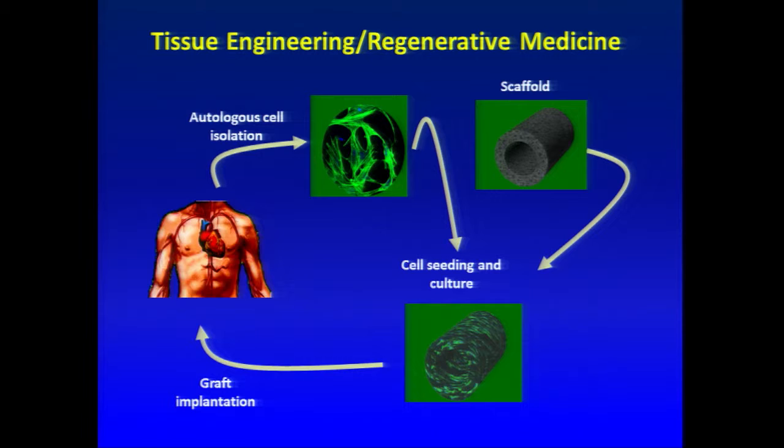Once we have a lot of cells, we can combine the cells with the scaffold. The scaffold is a three-dimensional structure material. Basically, people use polymer-based scaffolds. They combine the scaffold and the cells, and use a bioreactor to culture for a period of time to develop into a new tissue, and then implant this tissue back into the patient. So this is the usual way.